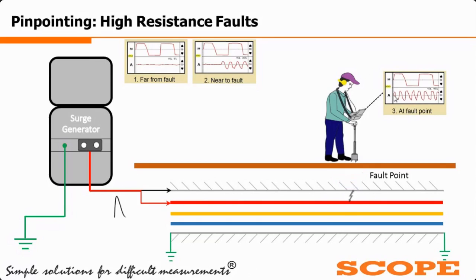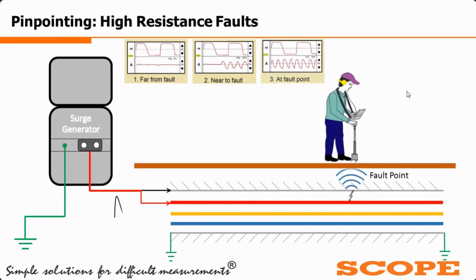Whenever there is an exact coincidence or very low delay between these two signals, it is called the exact fault point. So by using the maximum thumping sound at the fault point and the coincidence of these graphs, we can easily pinpoint the exact fault location using Scope instruments. Now this is all about the insulation failure or high resistance type of fault.